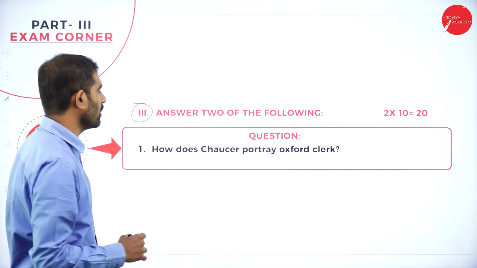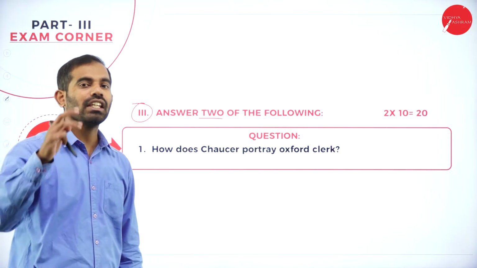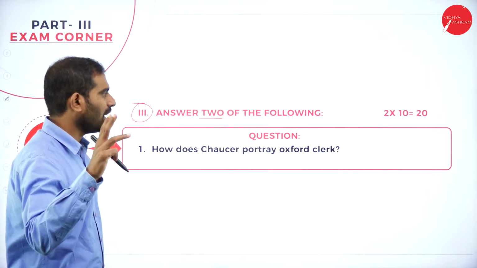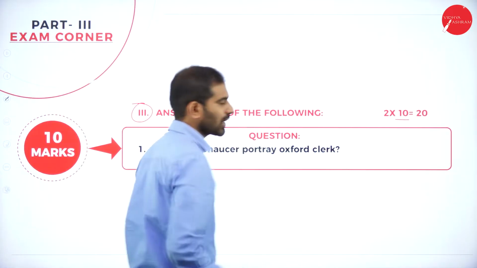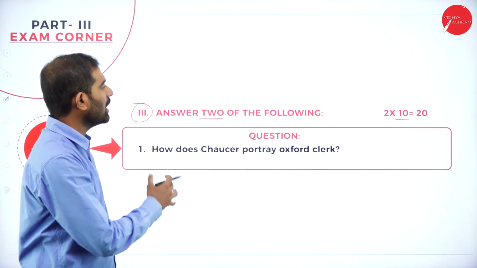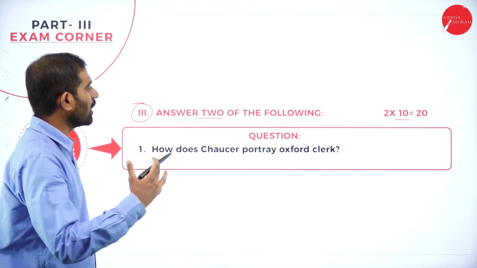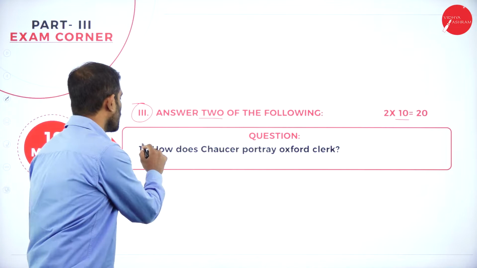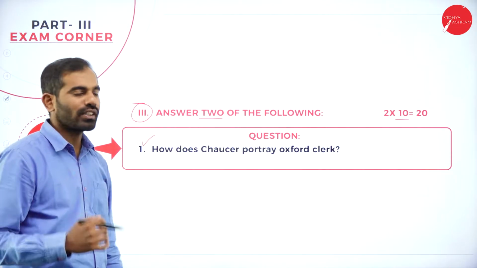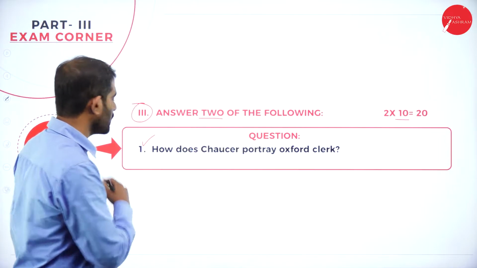In the third section, there will be 3 questions, and out of 3, you're going to attempt any 2. Out of 3, any 2 will be attempted, and this carries 10 marks each. This is the essay type question, the lengthy one, and you have to explain it in detail according to the question. Now the first question is, how does Chaucer portray the Oxford Clerk?